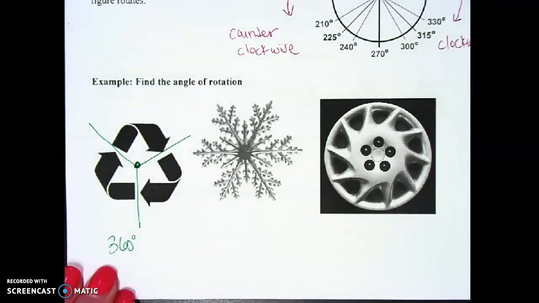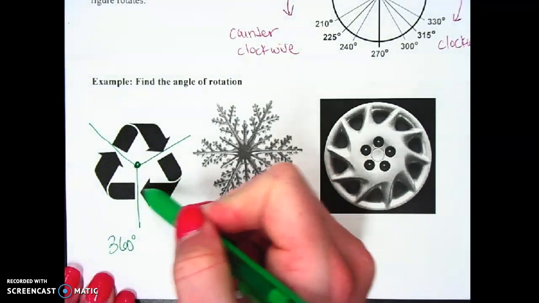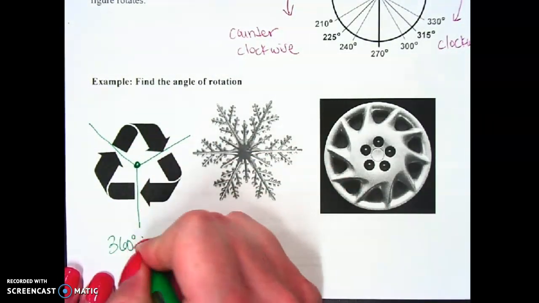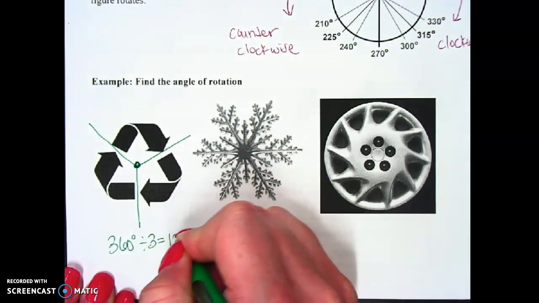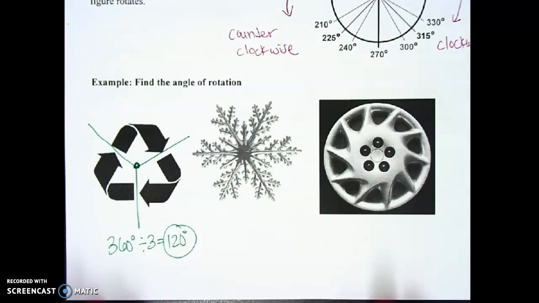360 is in a full circle, and then I spun it 1, 2, 3 times. So my degree of rotation would be 120 degrees.